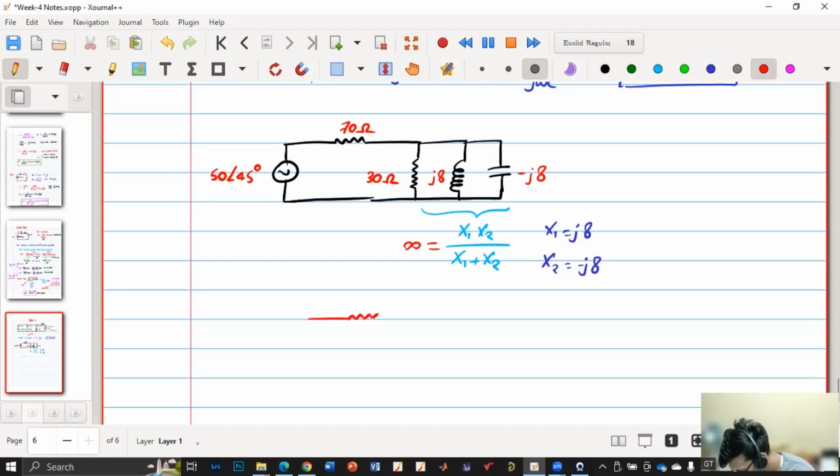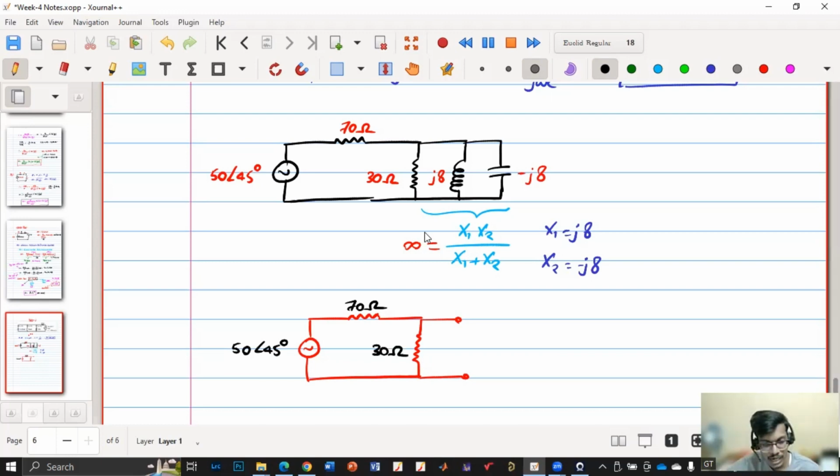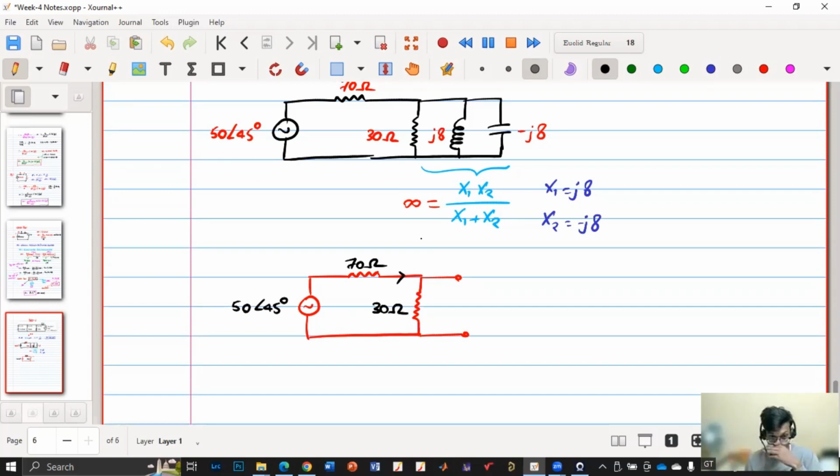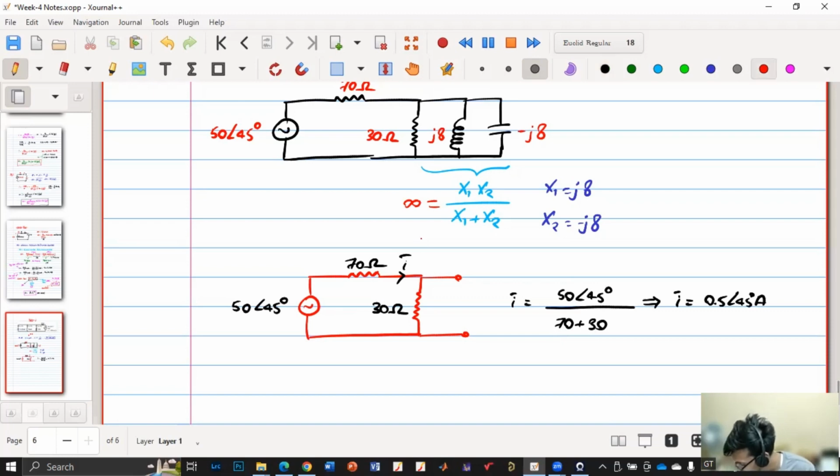Now I'll consider the rest of the circuit. This is 50 angle 45 degrees, this is 70 ohm, this is 30 ohm. Now can you calculate the current and tell me what the I phasor will be? 0.5, okay, but angle? Plus 45 degrees. Yes, my I phasor is 50 by 100, so 0.5 angle 45 degrees ampere. So now I got I.